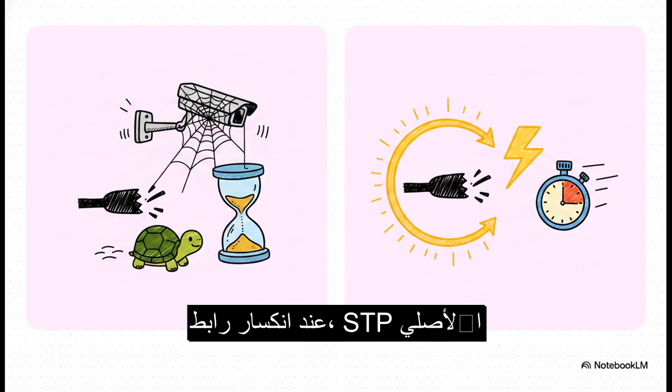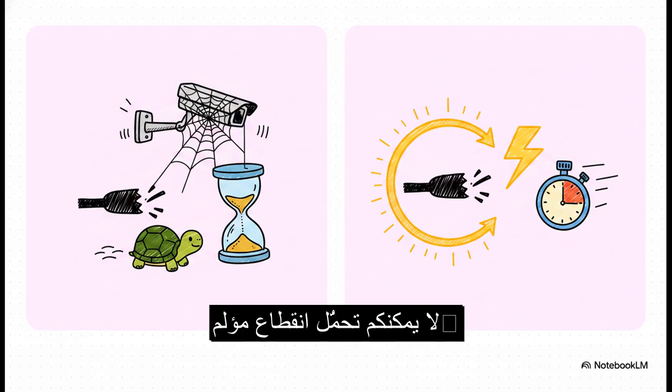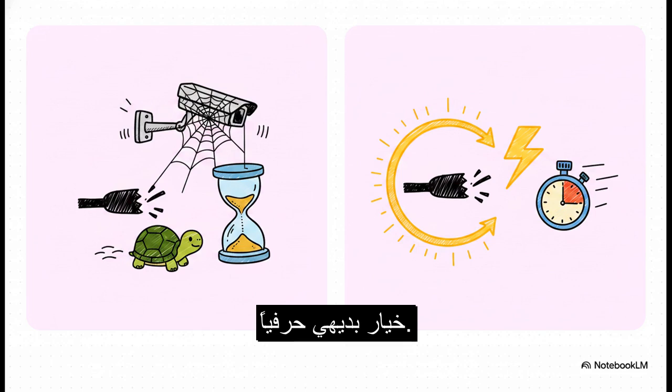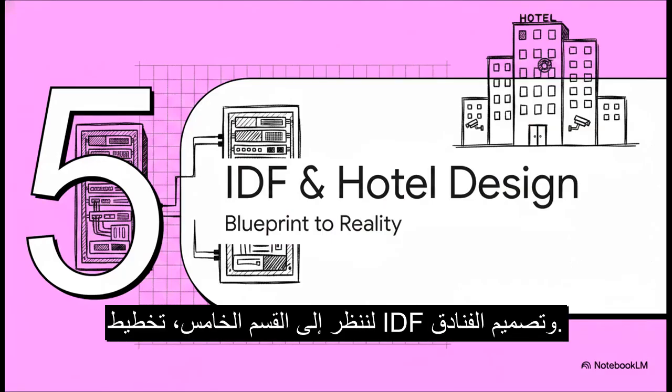When a link breaks, original STP takes a massive 30 to 50 seconds to converge. Think about that. You simply cannot afford an agonizing blackout of your security video for nearly a minute. RSTP, on the other hand, recovers and converges the entire network in a rapid 1 to 2 seconds. It's literally a no-brainer. Okay, let's look at Section 5, IDF Planning and Hotel Design.